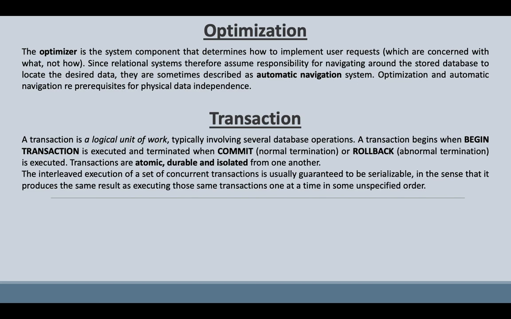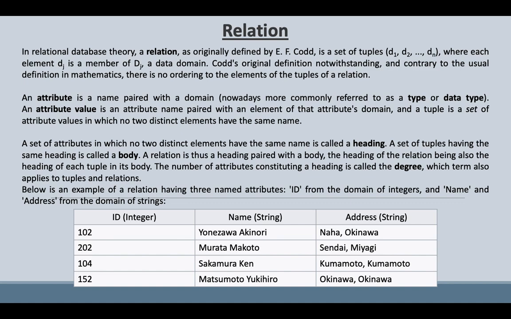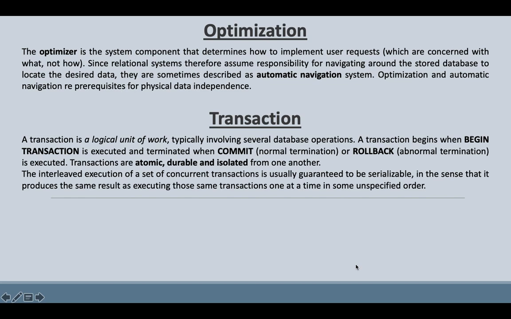Suppose you are asking for the student ID, or the student name whose ID is 103, or the address of the person whose ID is 104, right? So this is the query, and with respect to the optimizer, the system is determining how to implement the user request. Then it locates the desired data and retrieves the data from the database.